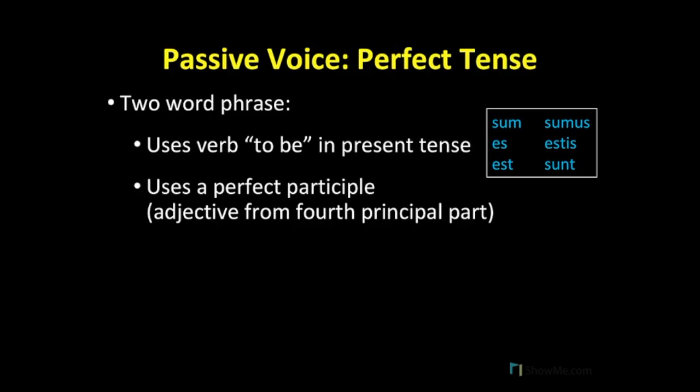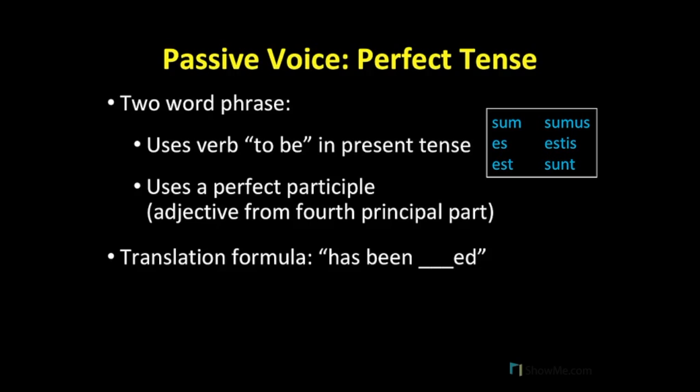We'll learn more about participles in a separate lesson, but for now, just know that the participle is an adjective formed from the fourth principal part. More on this in a moment. The translation formula for these verbs is "has been [blank]." Now, there is some degree of flexibility here, and we'll get to that flexibility at the end of this video.